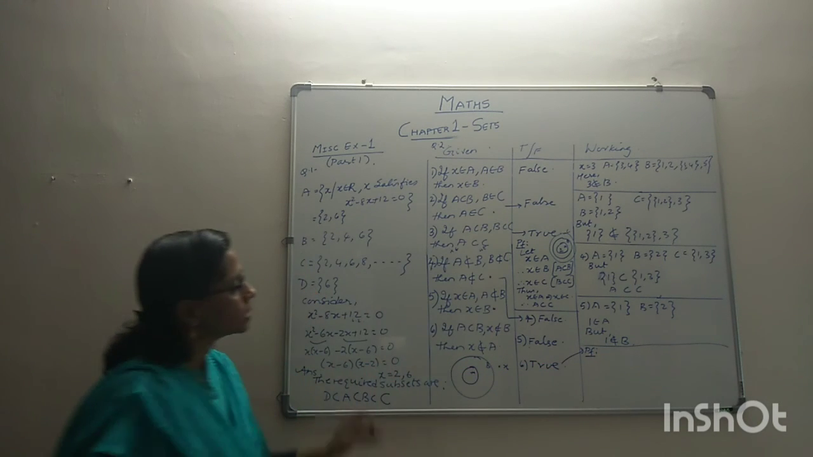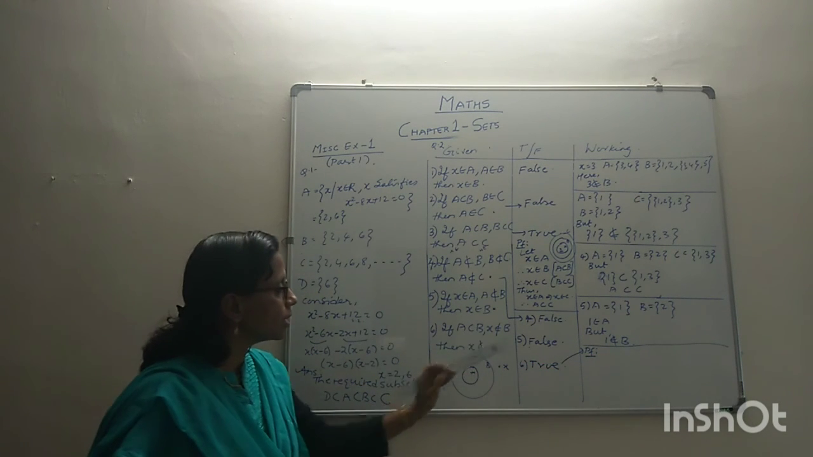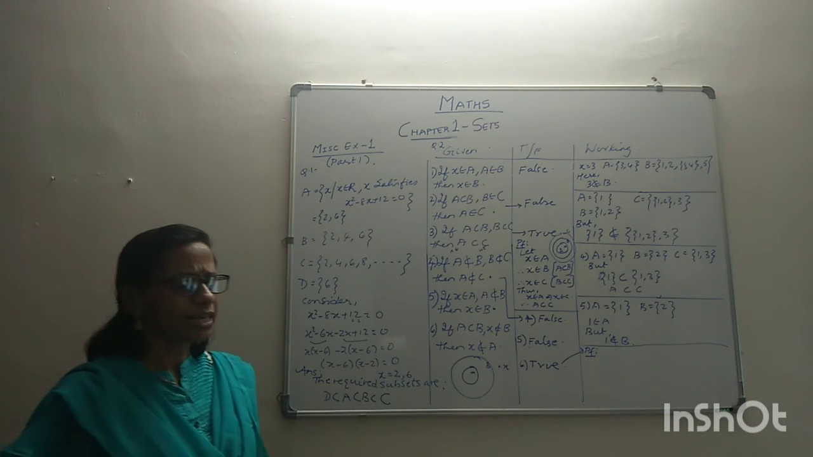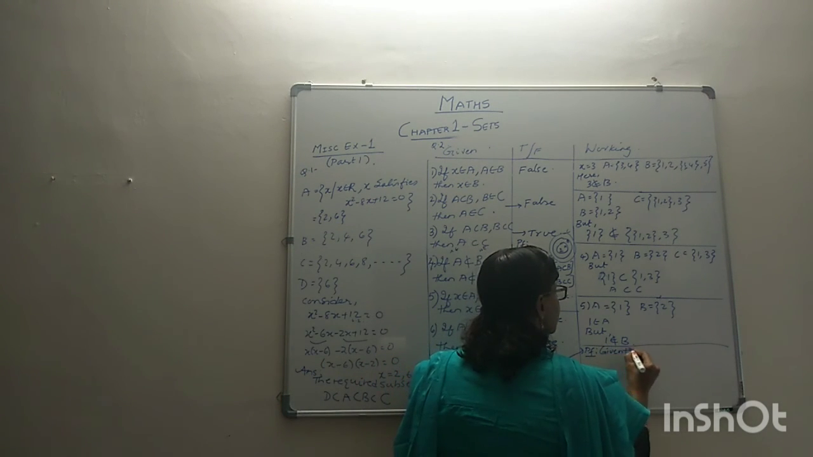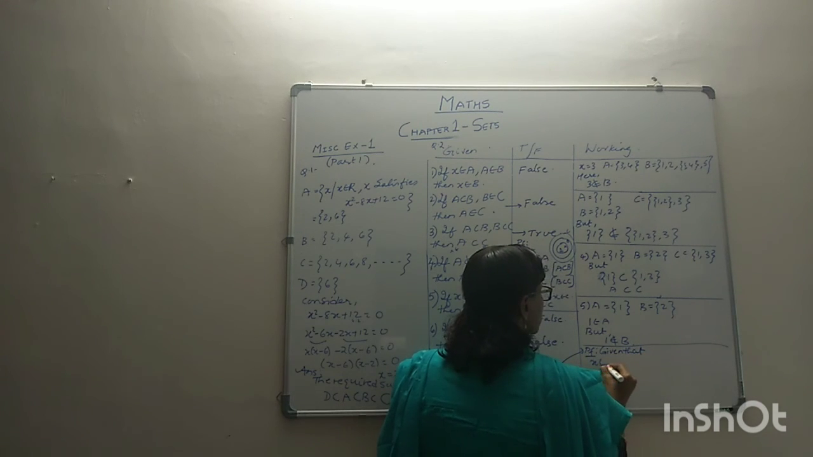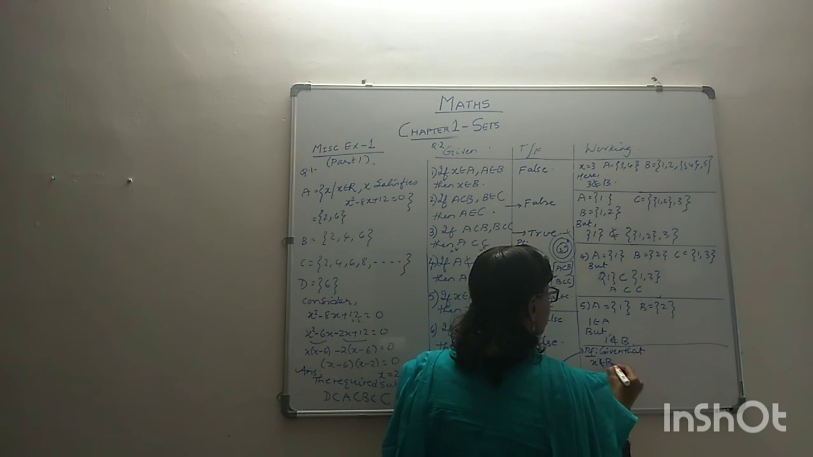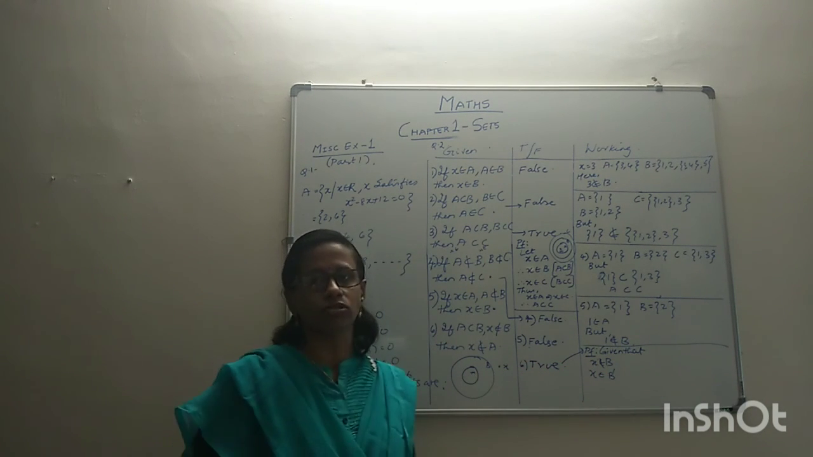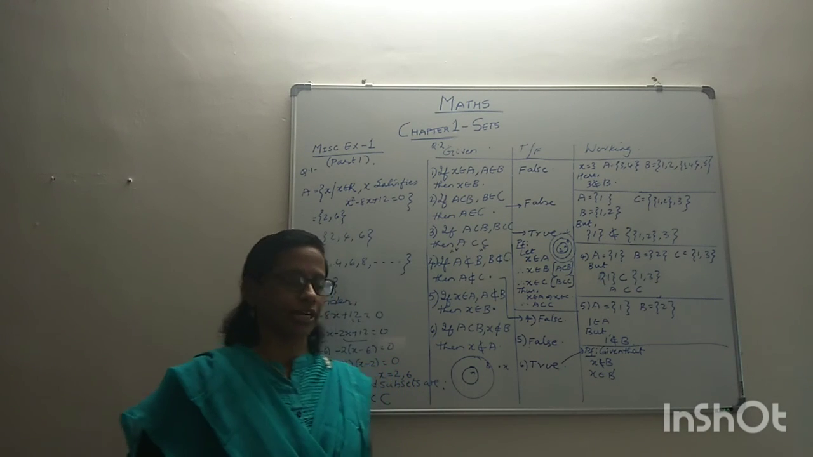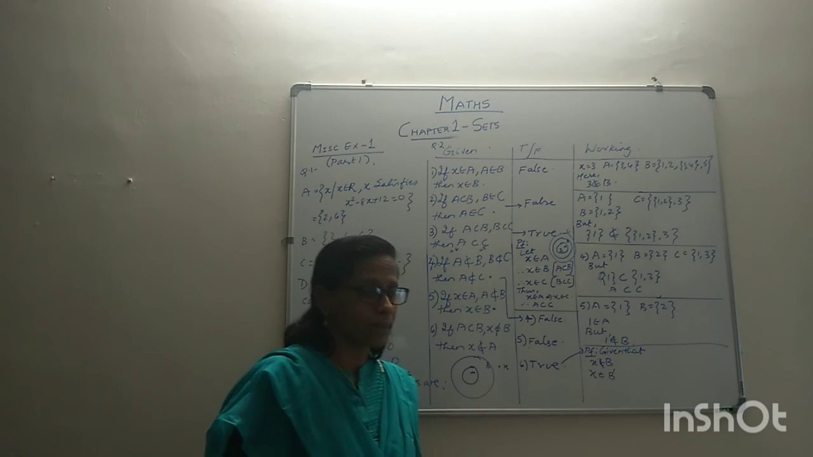See, X doesn't belong to B means, can we say that it belongs to the complement? It's given that X doesn't belong to B. It's very clear to us that X belongs to B complement. Whenever it doesn't belong to a set, it will definitely belong to the complement. That's how the complement is defined. So X belongs to B complement.